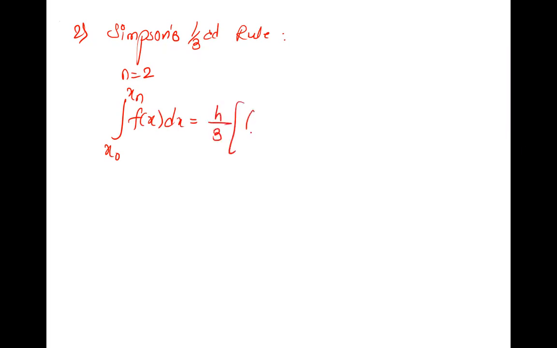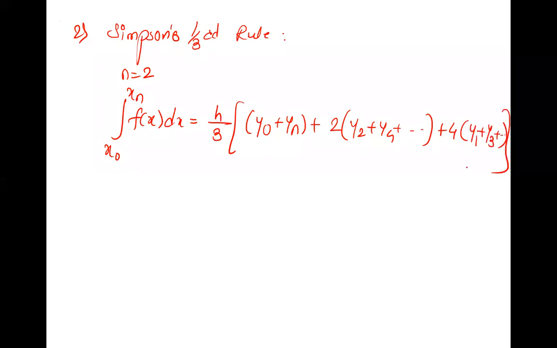Simpson's 1/3 rule. If we put N is 2, we get Simpson's. What is that formula? Integration x naught to xn f of x dx is h by 3, first plus last, plus 2 times y2, y4, and so on, plus 4 times y1, y3, and so on. Remember.